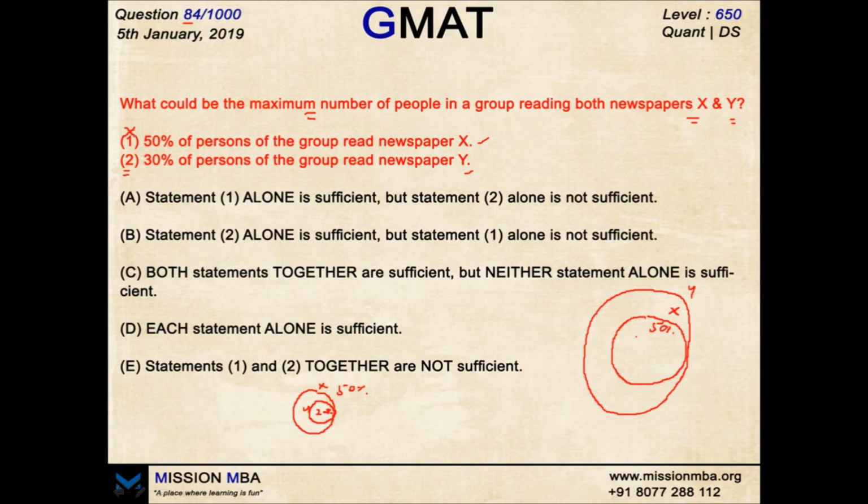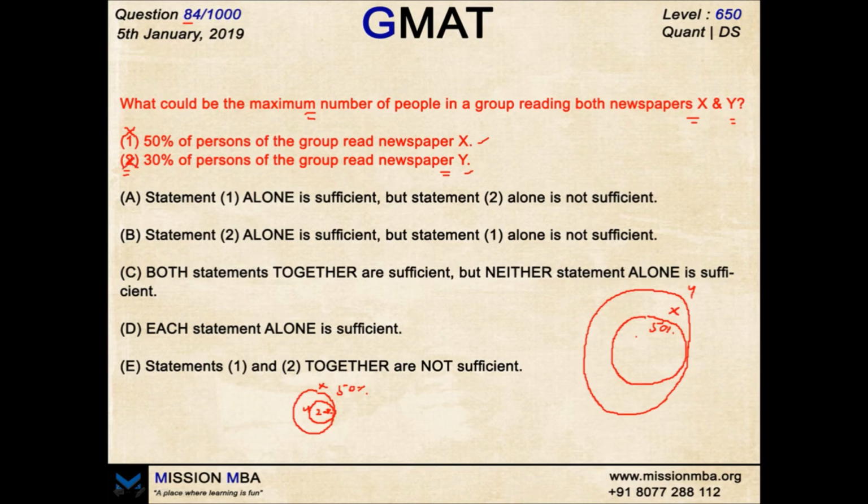Similarly with the second statement, if you give me 30% of the persons of the group read newspaper Y, I again cannot tell you the maximum amount of intersection, because I need to know the amount of people reading X. If it is more than Y, then 30% is the maximum amount of intersection. But if it is less than 30%, then that itself is going to be the amount of maximum intersection. So you need to know both, and the one which is lower is going to be the maximum amount of intersection. So alone, both statements are not sufficient to answer the question.